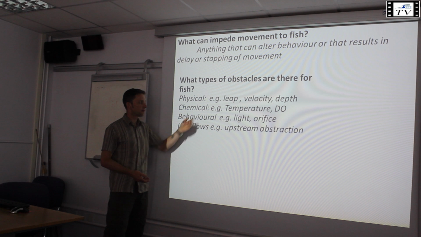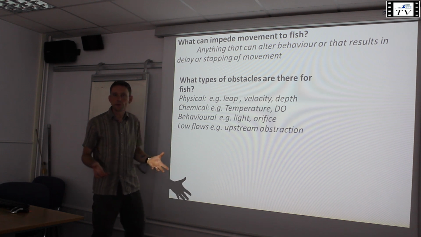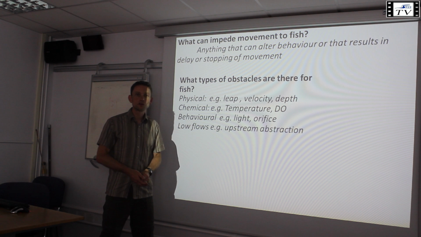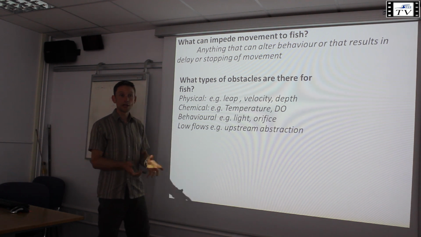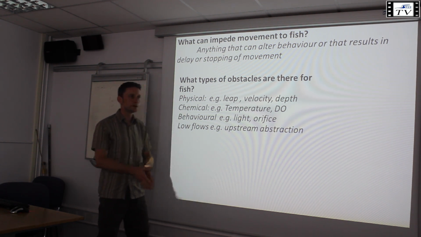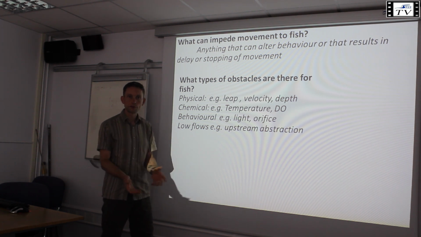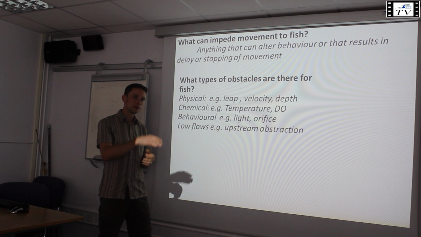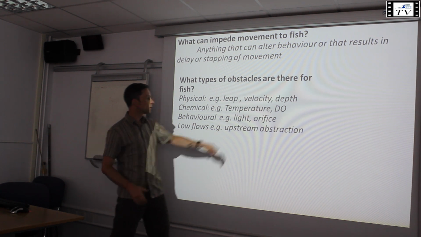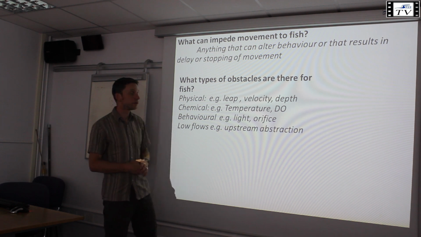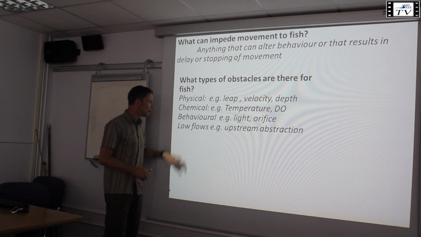There are also behavioural barriers, where we have light. Fish sometimes aren't going to be attracted into a darkened tunnel, so there might be a barrier in terms of their behaviour. They just don't want to move into, say, a long extended culvert, even though the water is a suitable depth and suitable velocity. If it's dark, then they might be stopped going in there. Or there might be something like an orifice, an opening, of a size that isn't suitable for fish to get into.